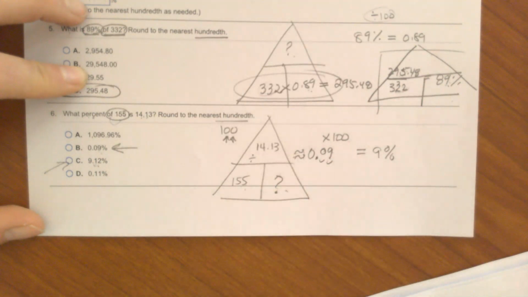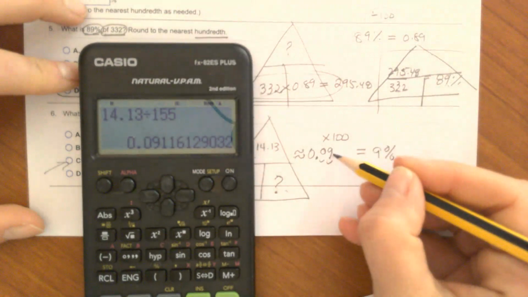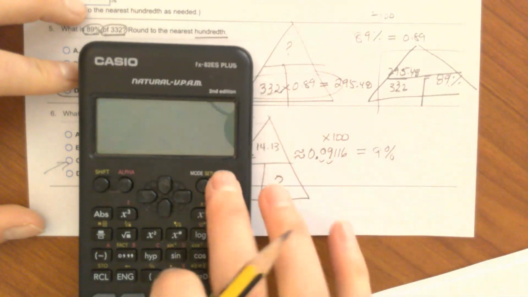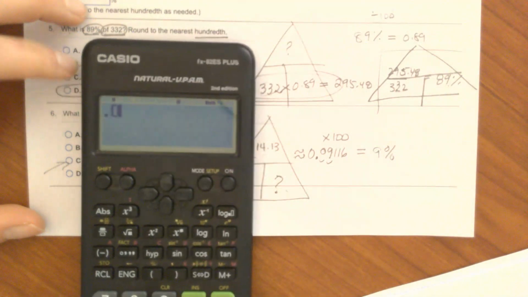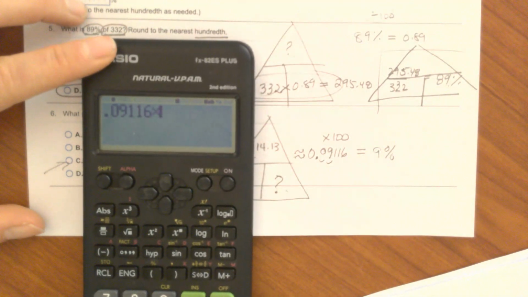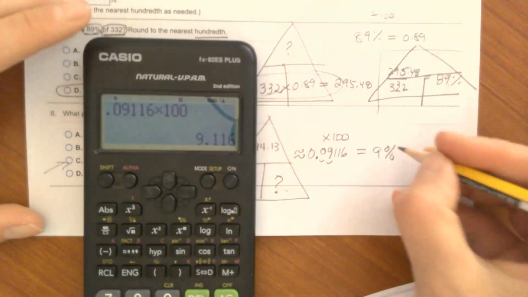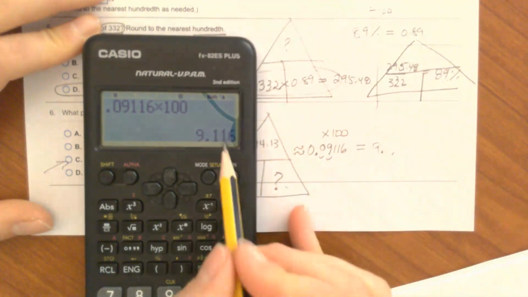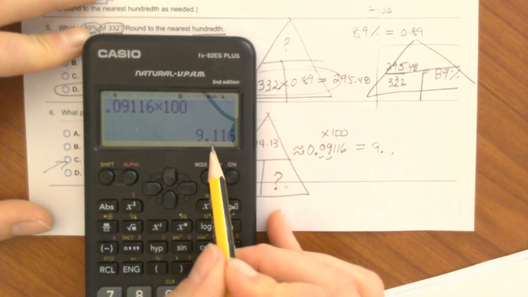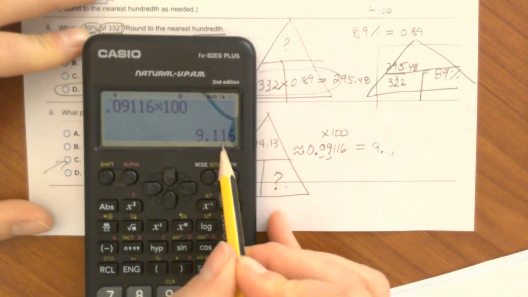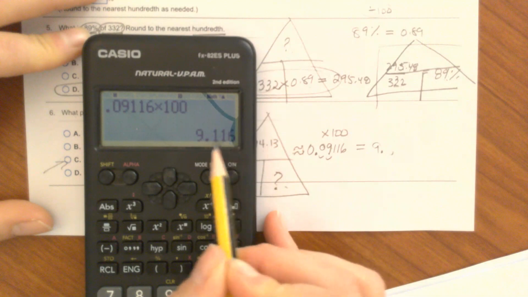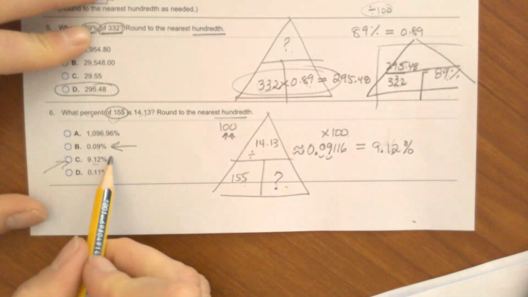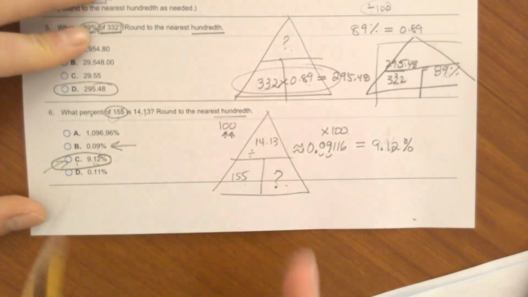So let's do this again. Let's leave some numbers here. 0.09116. Now let's multiply it by 100. 0.09116 times 100. Now I get 9.116. Now I need two numbers after the decimal. So is that 11 or 12? Well, 6 is big, so that rounds it to 12. There. So now, be careful.